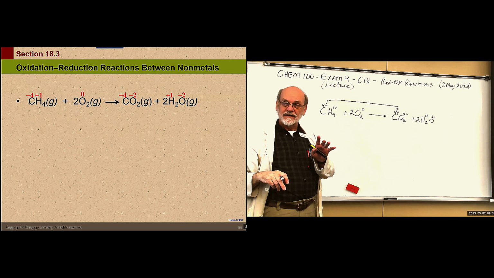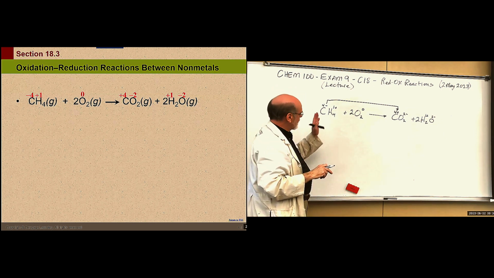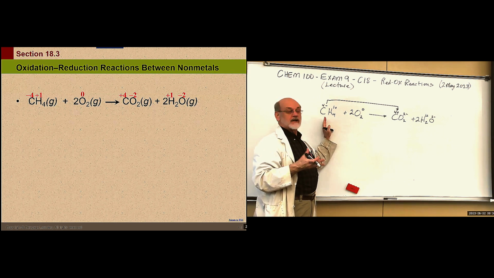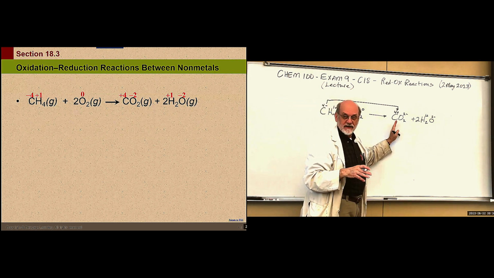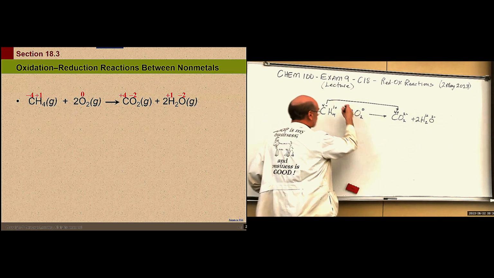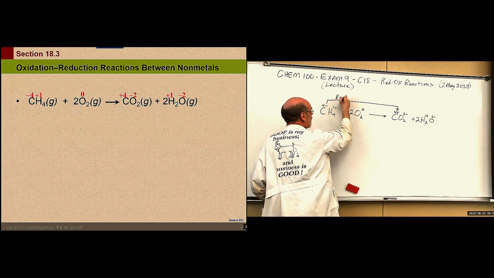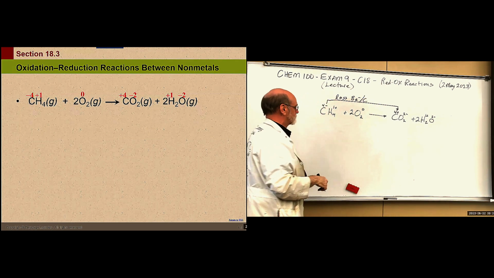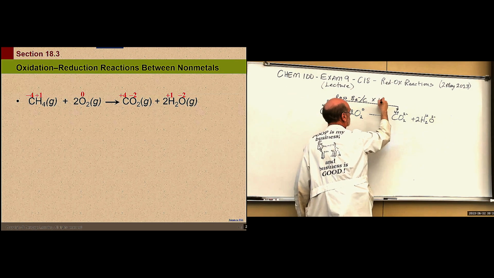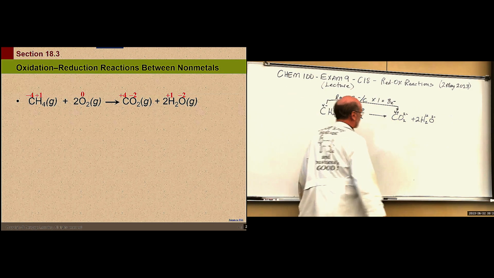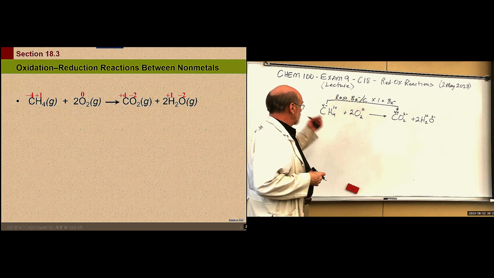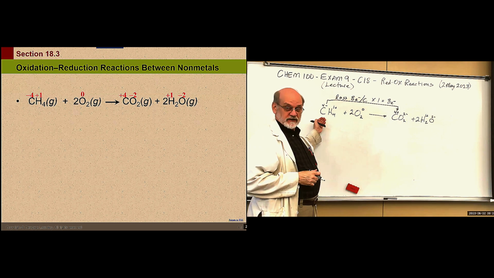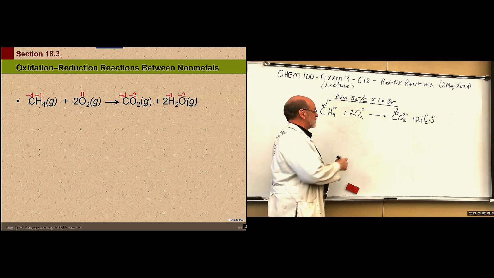But how many? Well, the easiest way to do that is, how many does it take to get to zero? You lose 4 to get to zero, right? Lose 4 more, you get to 4 plus. So that's 8 electrons. So carbon has a loss of 8 electrons for each carbon. And there's only one of them. So if carbon was oxidized, it must be responsible for the reduction. It's a reducing agent for oxygen.